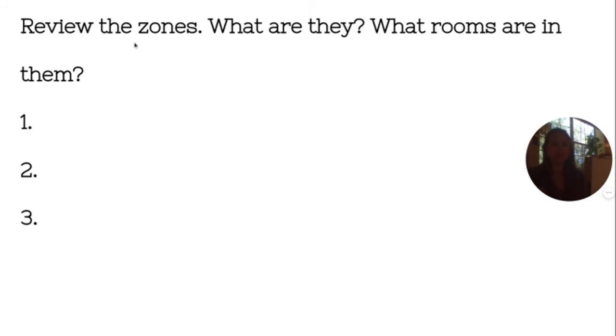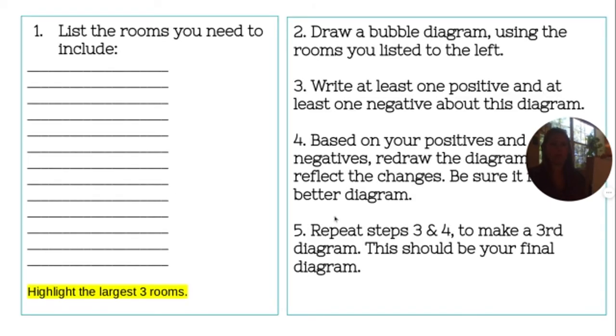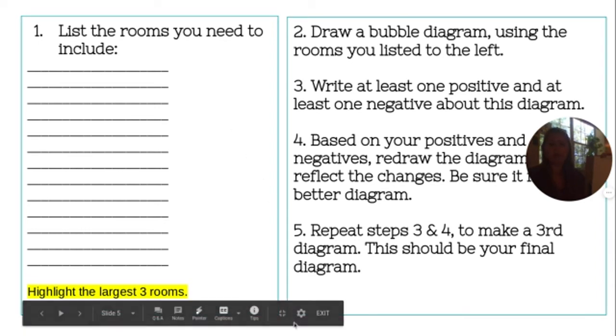So reviewing, what are the zones? What are the rooms in them? We have private, we have social, and we have work. Private's bedroom and bathroom. Social's living, dining, kitchen mainly. And then work is kitchen, garage, laundry, utility, any of that kind of stuff. Keeping them together.